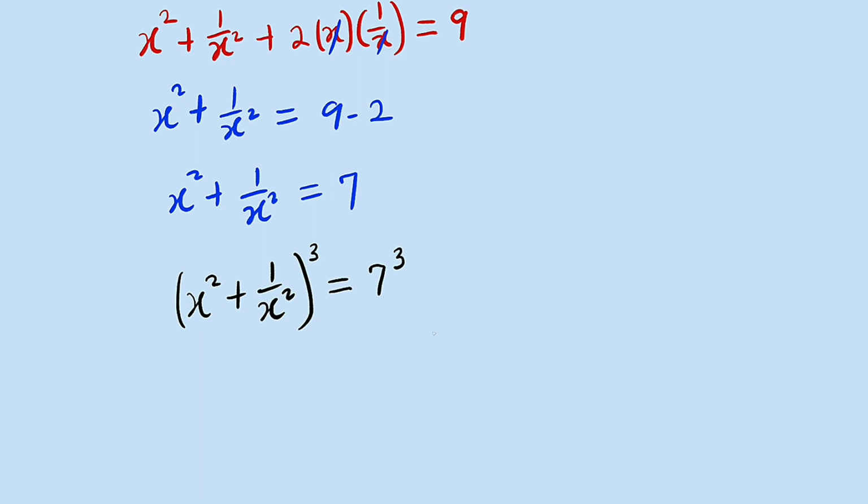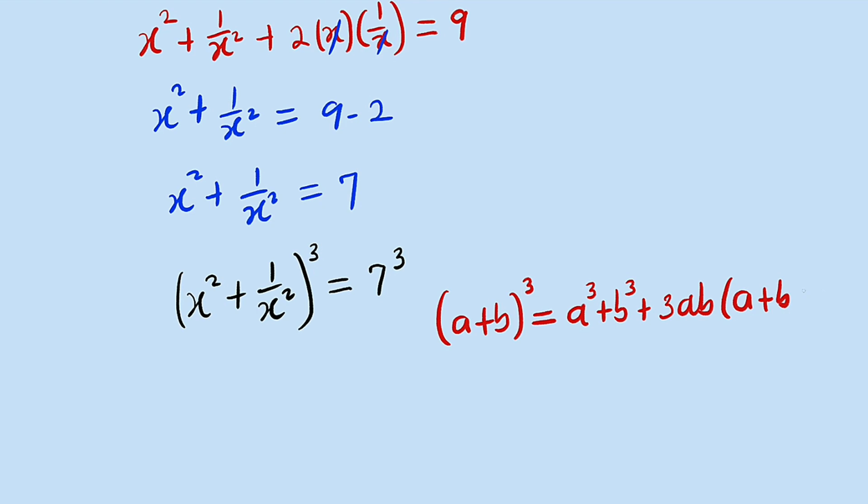Remember also that if you have a plus b raised to the power of 3, this is equal to a to the power of 3 plus b to the power of 3 plus 3 multiplied by ab multiplied by a plus b. Okay, let us apply the same thing here in this expansion.